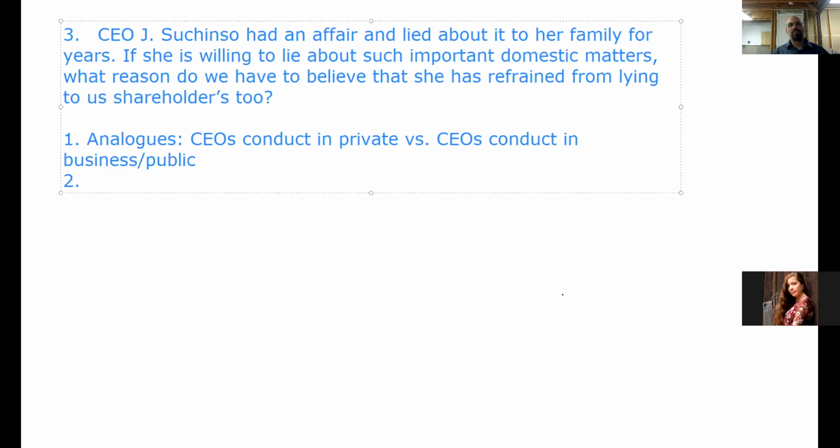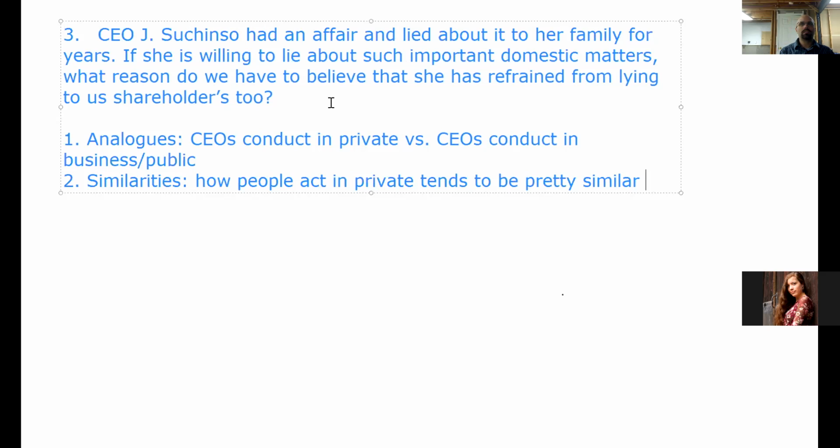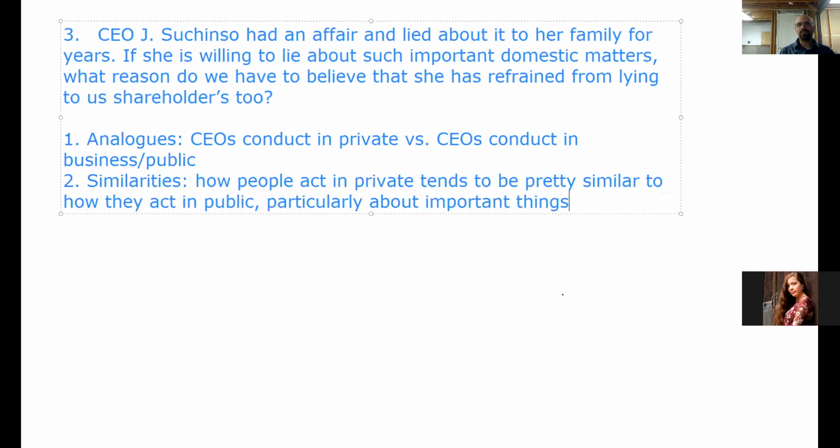How are these two things similar? How you understand the similarities really depends on what kind of conclusion you're going to come to. So here are the two different kinds of answers we saw, and I'll show you both of them. Here's one answer I got. Similarities: some people argued how you act in private is pretty similar to how you act in public, particularly about important things. Some people made that argument.